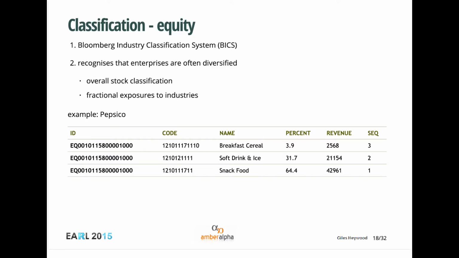And the Bloomberg industry classification system is an amazing thing that they've rolled out, I think, about 3 years ago. And it recognizes that stocks are often diversified across industries. So you've got an overall stock classification, and then you've got fractional exposures to industries. So here's the example of PepsiCo, and it's got exposures to snack foods, soft drinks, and breakfast cereals. And by the way, this is by no means a highly diversified company.